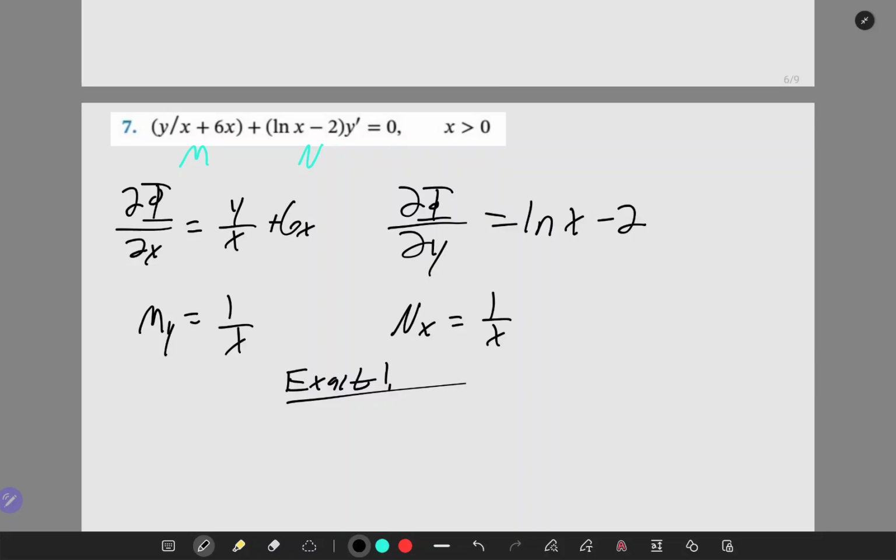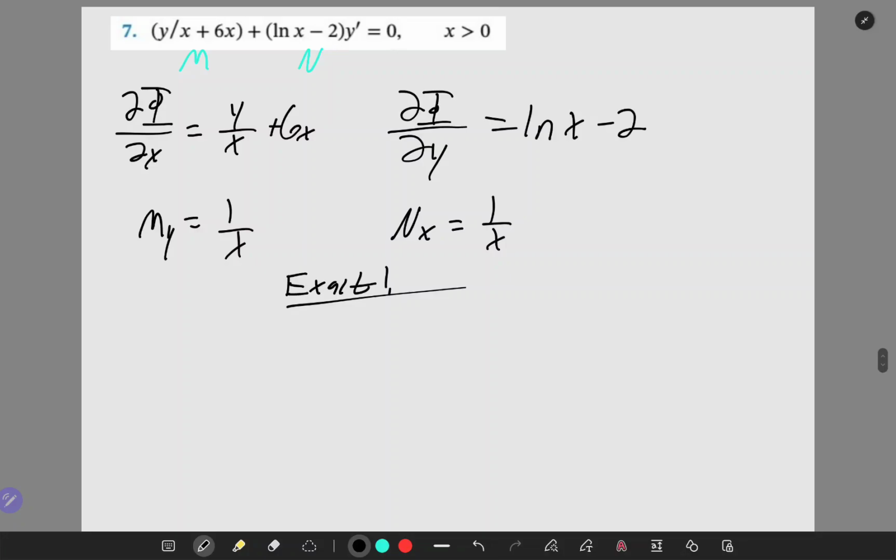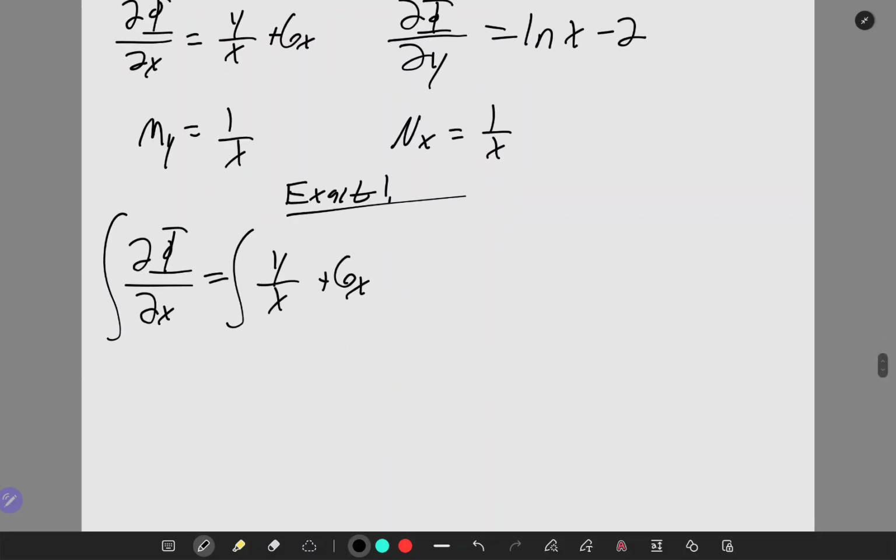Okay, so now I'm going to pick which one I prefer to integrate. I'll just do partial phi with respect to x first. So I integrate both sides. This becomes phi is equal to, this is with respect to x, right? So the y just becomes a coefficient, right? So then we're left with y natural log of x, absolute value this time, plus 3x squared, right?